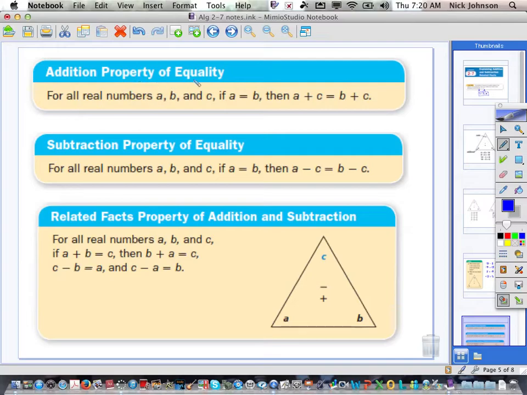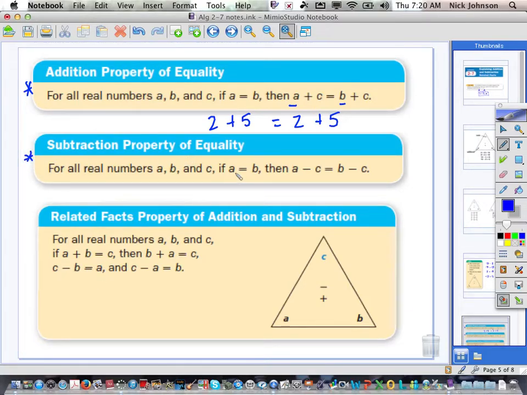The addition property of equality. You're going to want to write all these properties down. For all real numbers a, b, and c, if a equals b, then a plus c equals b plus c. If a and b are the same, okay? So for instance, 2 equals 2, so 2 plus 5, c is 5, is equal to 2 plus 5. Is that correct? Yeah, if I add 5 to one side and 5 to the other side, it still gives me the same thing. Okay?